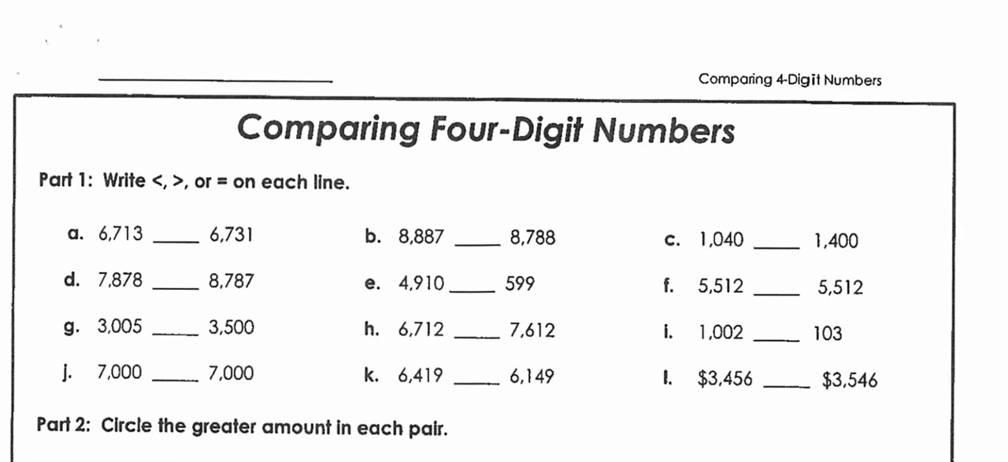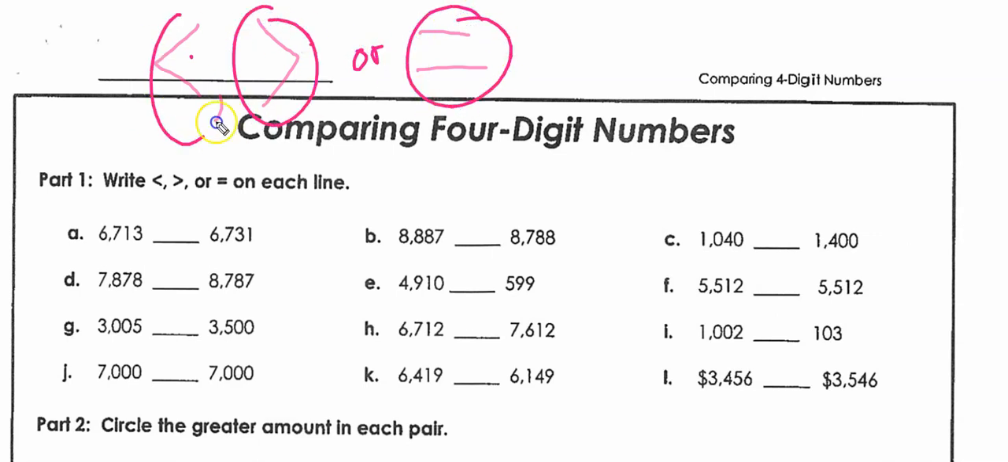Now, for this lesson, we'll be comparing four-digit numbers. The way we compare them is by using less than, greater than, or equal to. Those are the three signs that we'll be using. So these are the ones that we'll be using right here. Let's look at a couple examples.